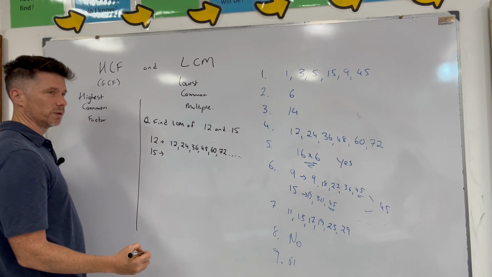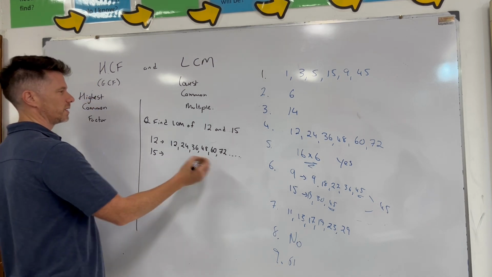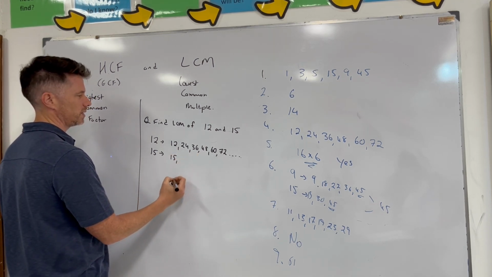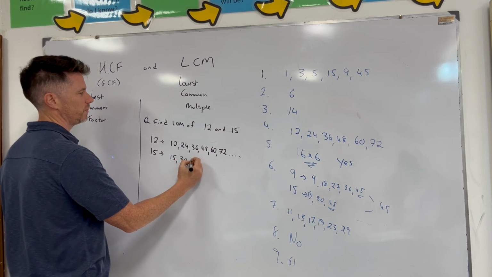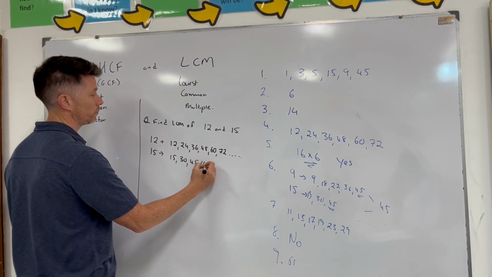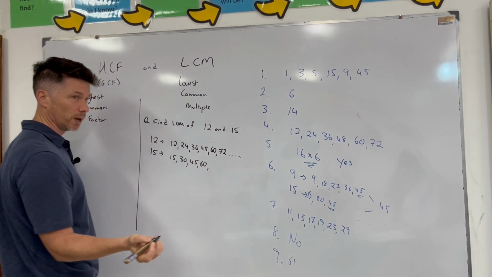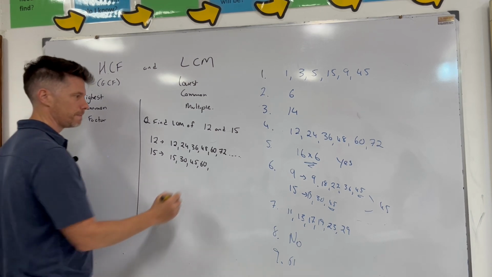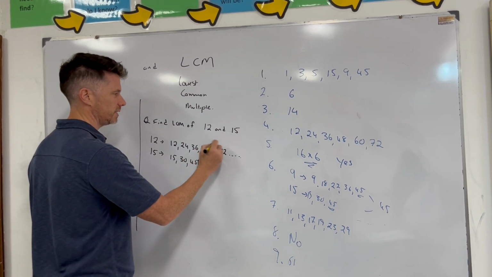Well, not all of them. I'm going to go as far as I think I need to go. 15 times 1, 15 times 2, 15 times 3, 15 times 4. Now I would stop here. Why would I stop? Because I have 60 in both lists.